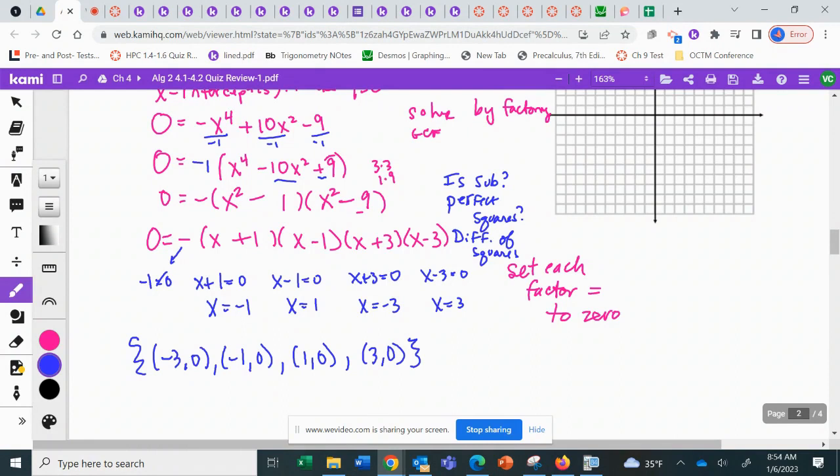So the next thing I'm going to do is plot all the x-intercepts and the y-intercept on the graph. So if you are ahead of me, go ahead and put dots on the graph for all 5 of those points.